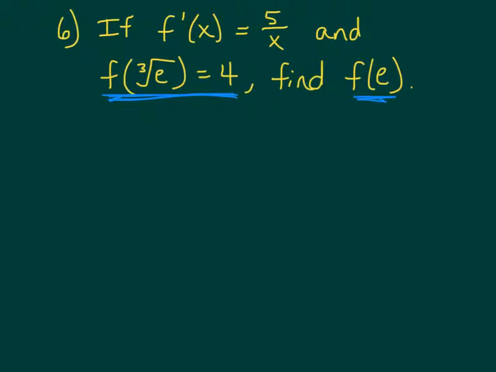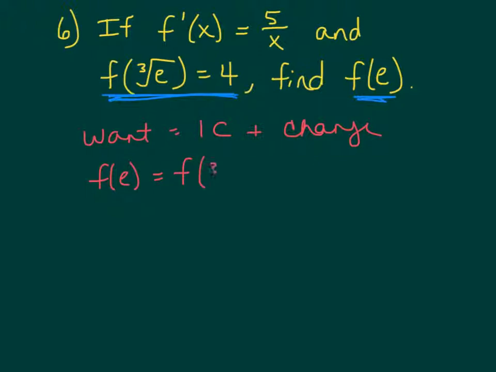So hopefully something is jogging into your brain and telling you this is one of those initial condition problems. This is one of those want equals initial condition plus the change. All right, so that's what we need to make happen. So we're going to say what we want. Well, that was f of e is equal to our initial condition. That's f of the cubed root of e plus the change. Now, the change is always the integral from the lower bound to the upper bound.